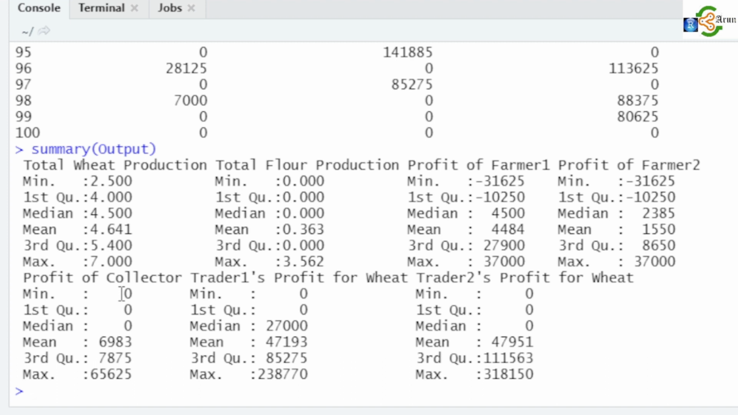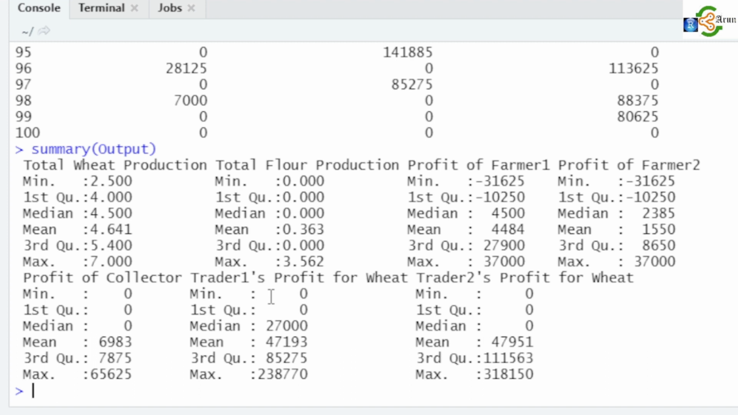even in this case, collectors, the minimum profit is 0 and the maximum profit is 65,000. You can see the distribution here. And the trader one profit, a minimum is 0 and maximum is 238,000. Okay, and for the trader two, minimum is 0. Sometimes nobody sold their produce to the trader two or trader one. That's the profit 0. But at maximum condition, how much they earn is 318,000 rupees of profit from this business, wheat production business.